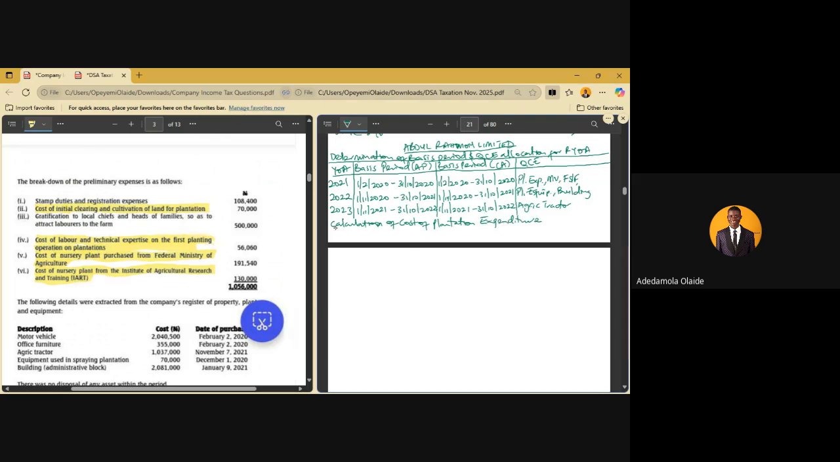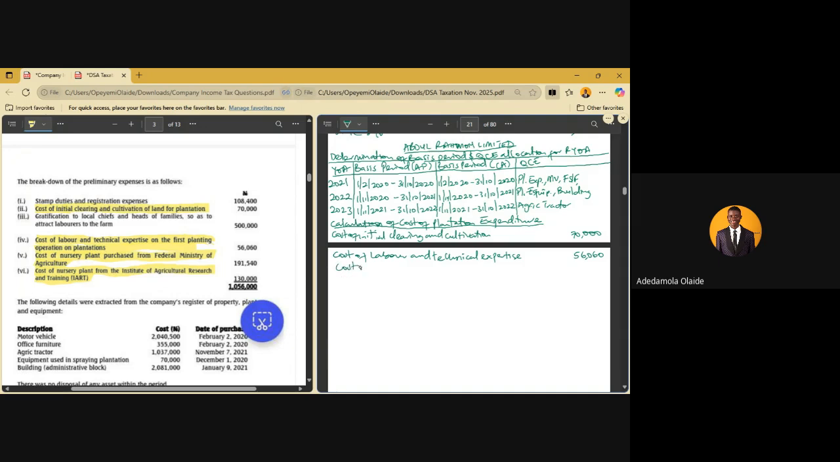You know, the plantation expenditure is part of our preliminary expenses. To calculate its cost, we have cost of initial clearing and cultivation, 70,000. Then we have cost of labor and technical expertise, 56,060.